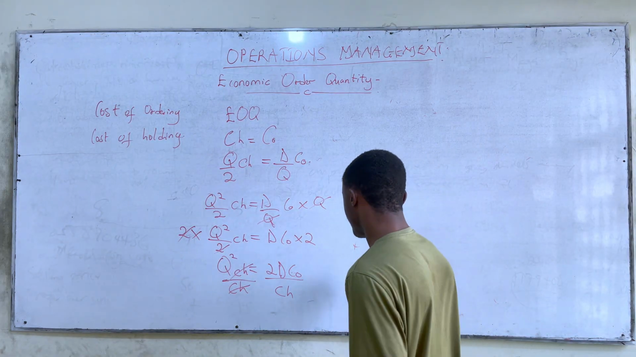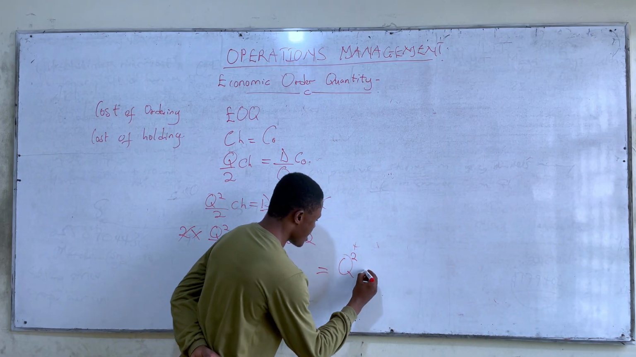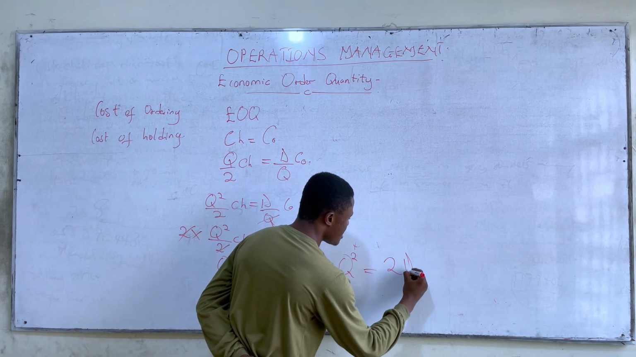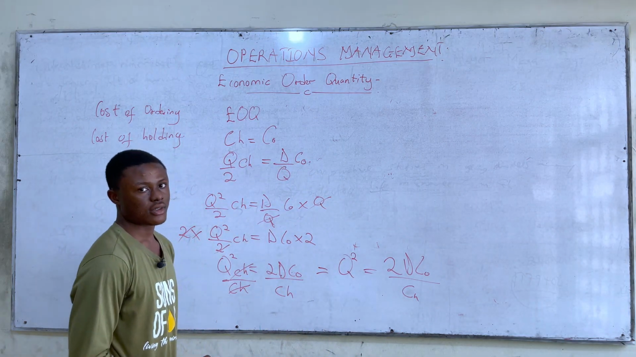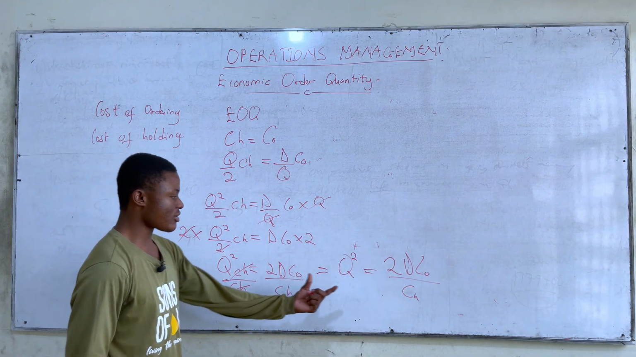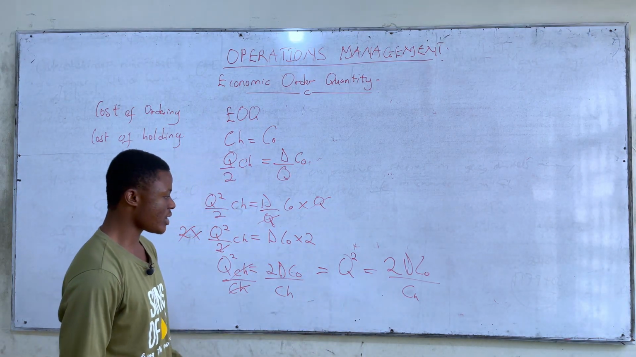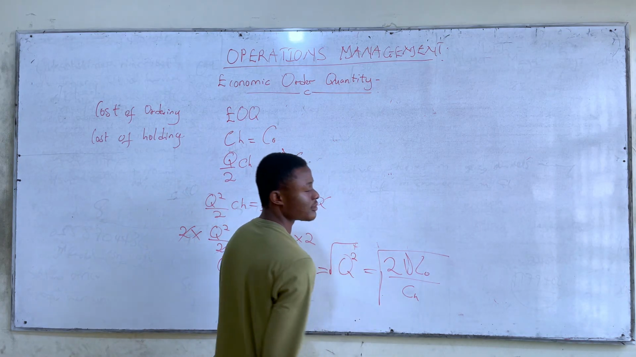Are we good? Great. So here we are having Q squared is equal to 2DCO divided by CH. Hope you are getting the point. Great. So here we have been able to find out this part. So what do we do next? You have to make sure that you square root both sides.